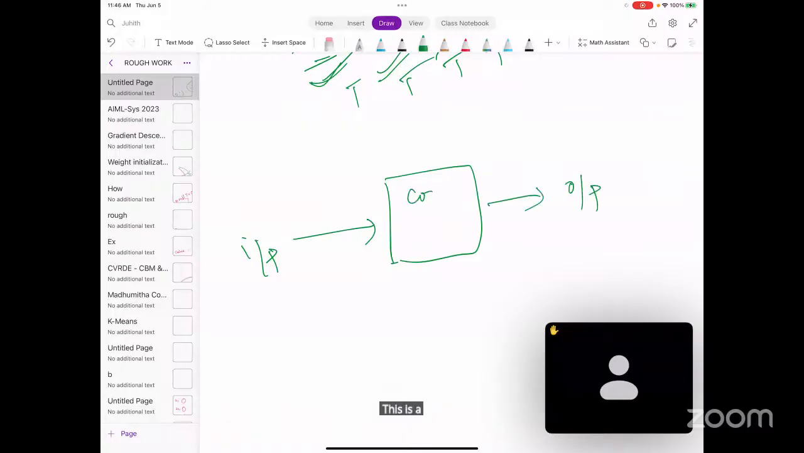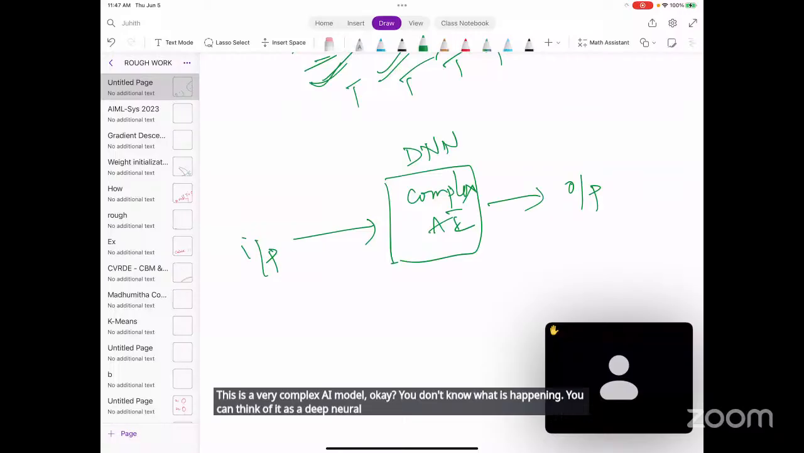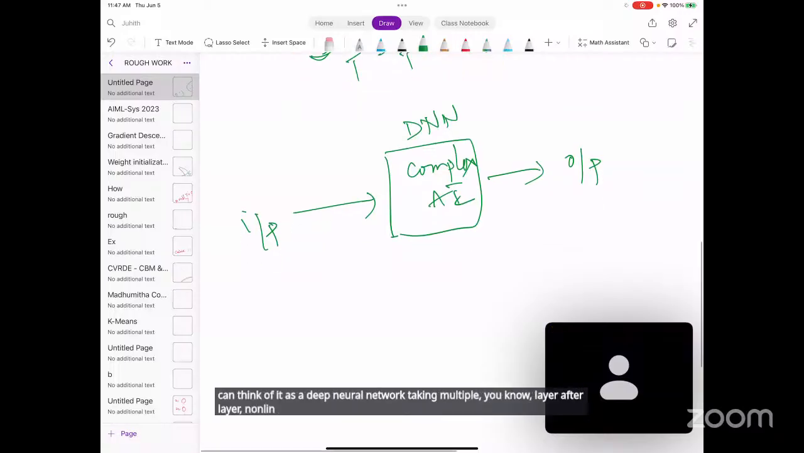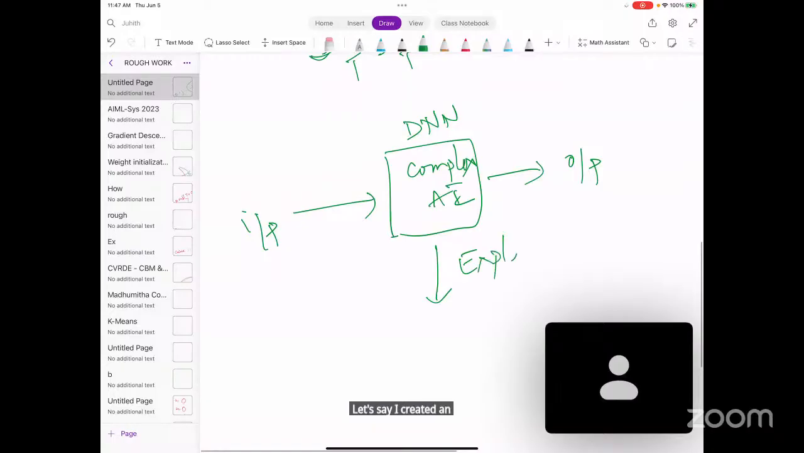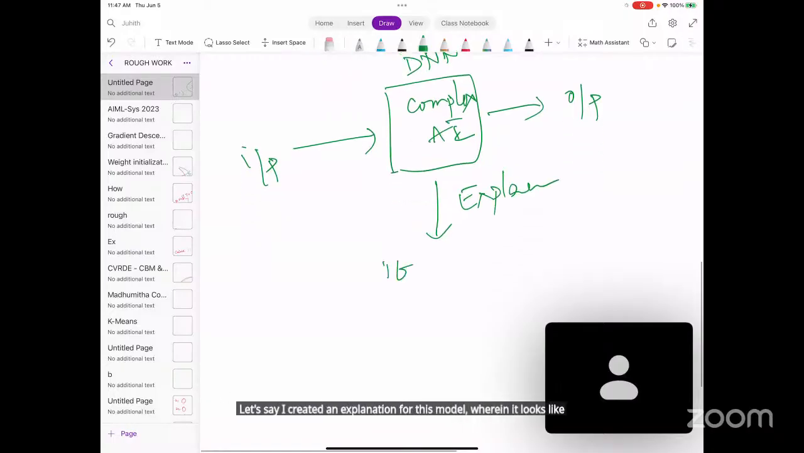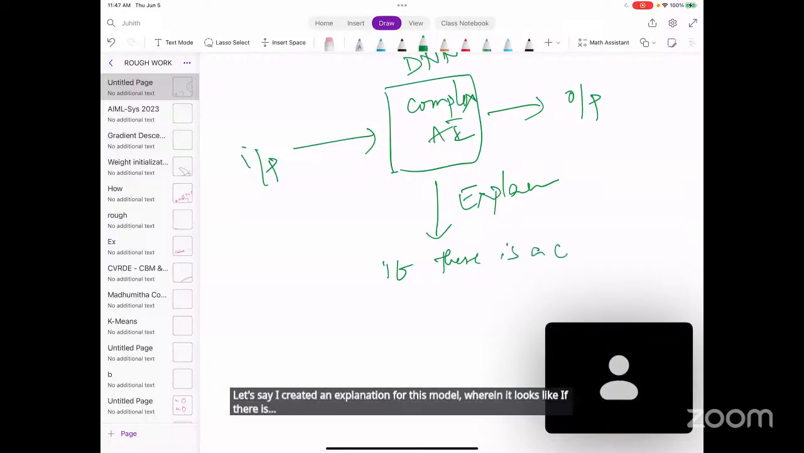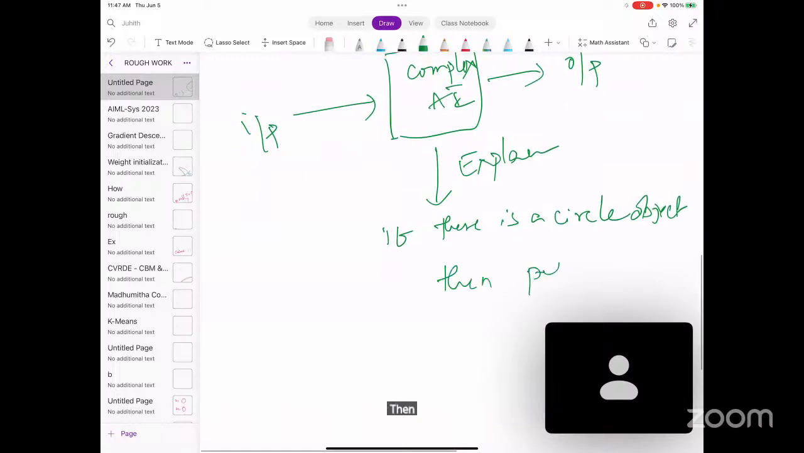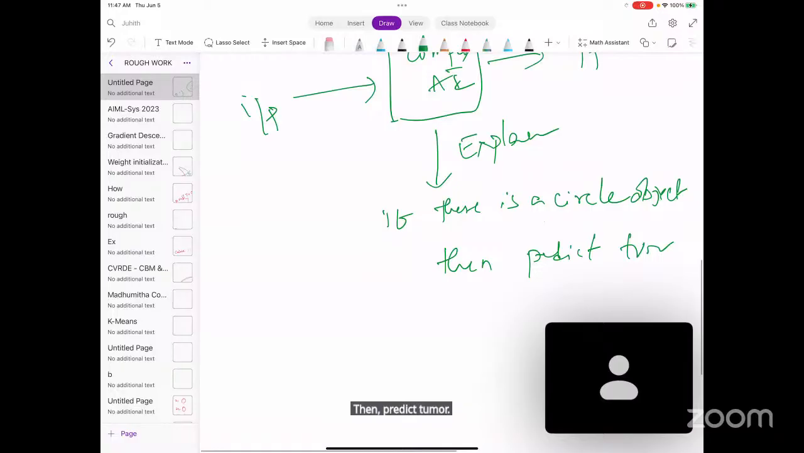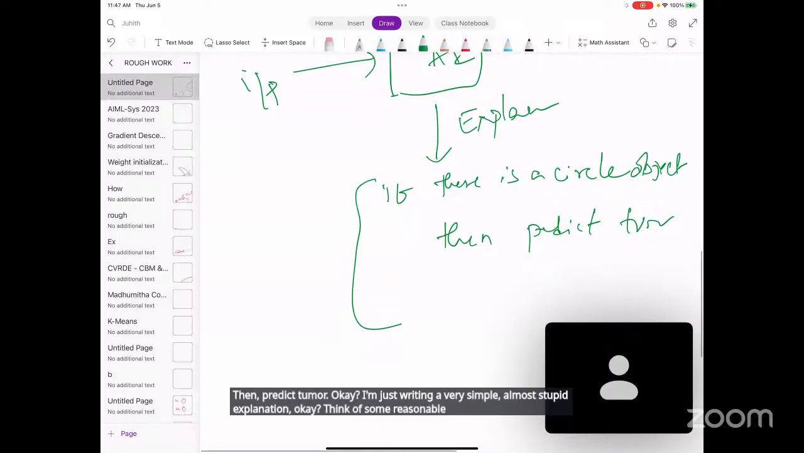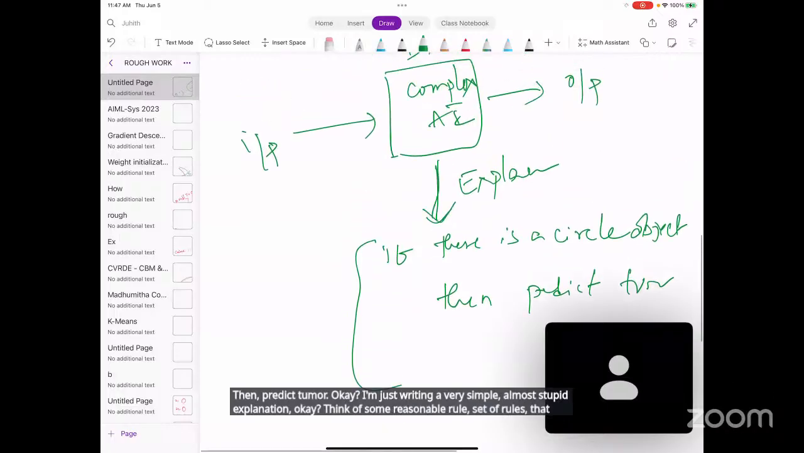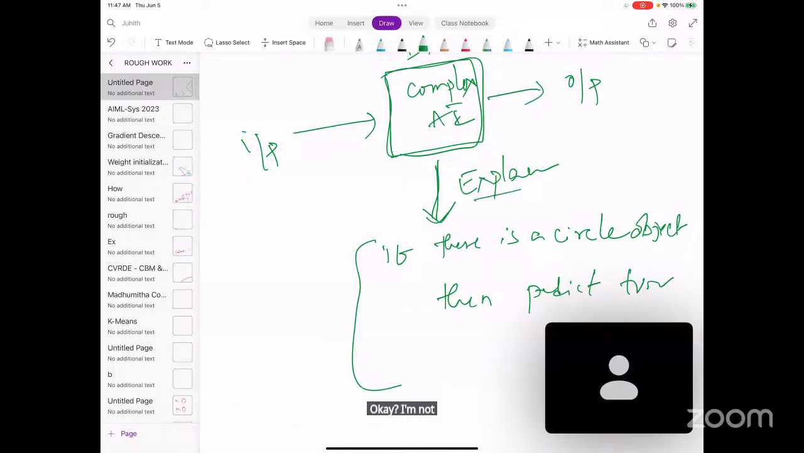Let's say there is an input, whatever it is, taking an input and giving an output. This is a very complex AI model. You don't know what is happening. You can think of it as a deep neural network, layer after layer, non-linearity and all. Let's say I created an explanation for this model wherein it looks like if there is a circular object present, then predict tumor. I'm just writing a very simple, almost stupid explanation. Think of some reasonable set of rules that approximate the behavior of this complex model. I'm not telling how I'm getting this. There are algorithms to bring this output for black box models.